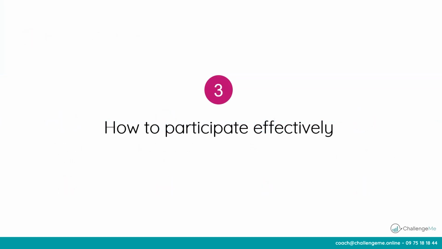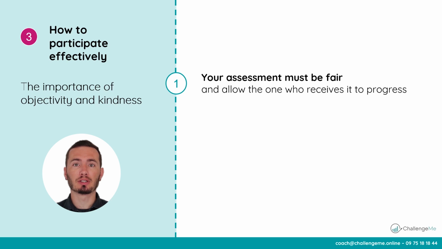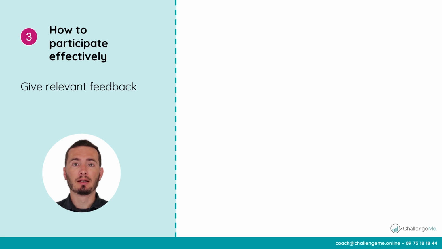We've now moved on to the third part, where you'll find out how to participate effectively. The aim of an assessment and feedback is to help the person receiving it to progress. Your assessment must therefore be as fair as possible. To do this, carefully read the criteria defined by the teacher so as to complete them correctly. Kindness means giving feedback in a positive and encouraging way, even when it's critical. It helps maintain a constructive and motivating atmosphere. Let's take a look at how to give relevant feedback.